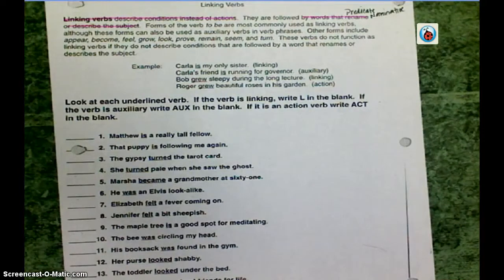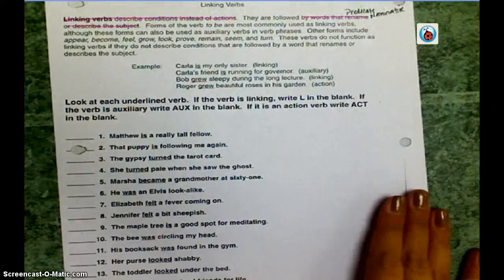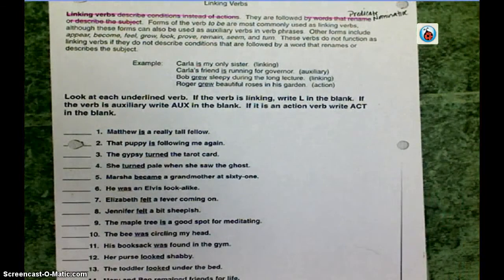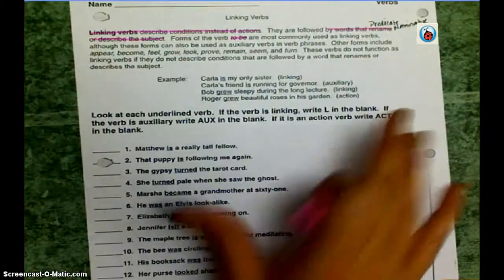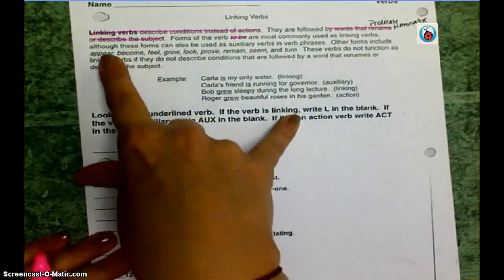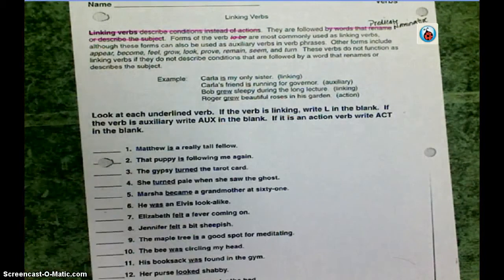Forms of the verb to be are most commonly used as linking verbs. To be, remember we don't say I be, you be, we be. It's an irregular verb. We say I am, you are, he or she is, right? They are. Good. I knew you knew that. But I'm going to highlight that. Forms of the verb to be are most commonly used, although these forms can also be used as auxiliary verbs and verb phrases. So we have to determine if our linking verb is our main verb or the helper, okay?